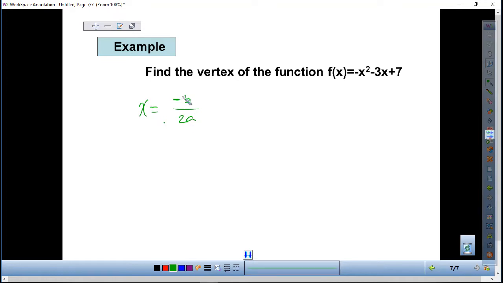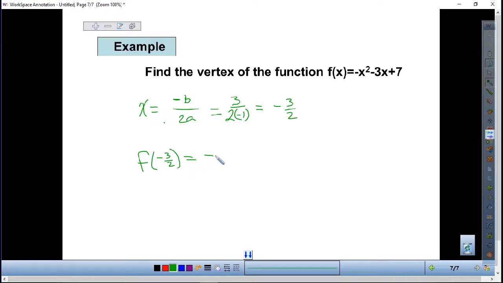I usually go ahead and change my b value, and then that's going to take care of the negative, and I'm not worried about it later. So here my b is negative 3, so a negative negative 3 gives me a positive 3. And then I have 2 times negative 1. So I end up with negative 3 halves. Alright, so there's my x component, so I know what my axis of symmetry is. X equals negative 3 halves is my axis of symmetry. It's also my x component of my vertex. So I need to find out what the y component is. So I'm going to have to find f of negative 3 halves.